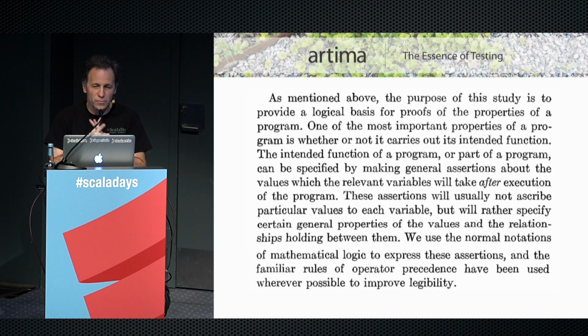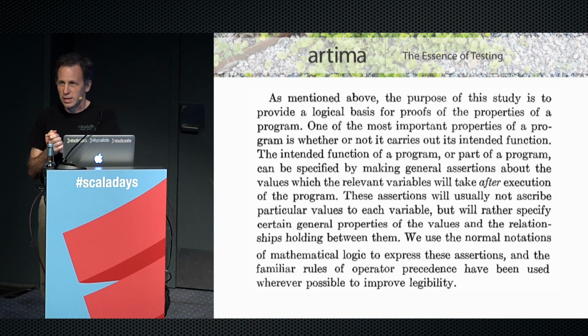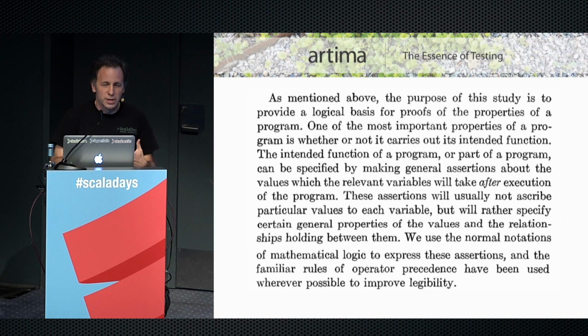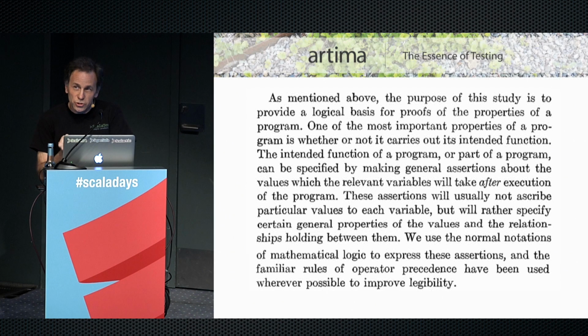So the purpose of this paper, he said, is to provide a logical basis for proofs of properties of a program. And one of the most important properties of a program is whether or not it carries out its intended function. So really, he was trying to get at a way to prove that programs are correct, essentially, that they do implement their intended function correctly with proof. And he said the intended function of a program, or part of a program, can be specified by making general assertions about the values which the relevant variables will take after execution of the program.